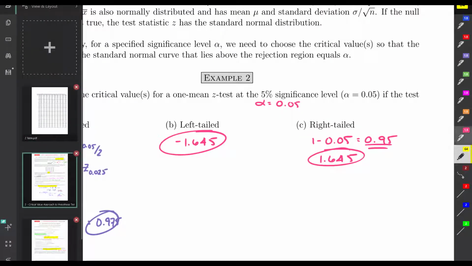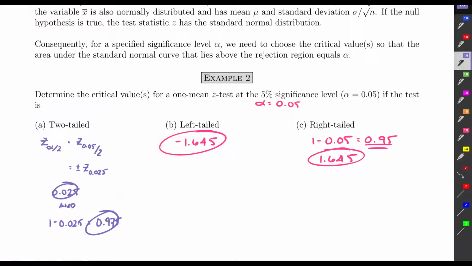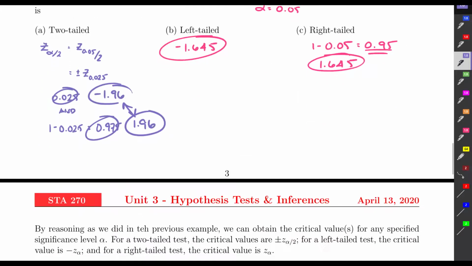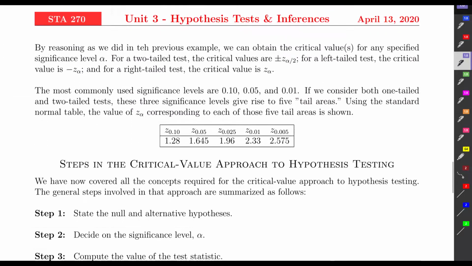So we go back over here. Our critical values are negative 1.96 and positive 1.96. So it's these two critical values for the one mean z test at a 5% significance level. This chart right here will be helpful. We just actually used these two values right here in our calculations for example 2.